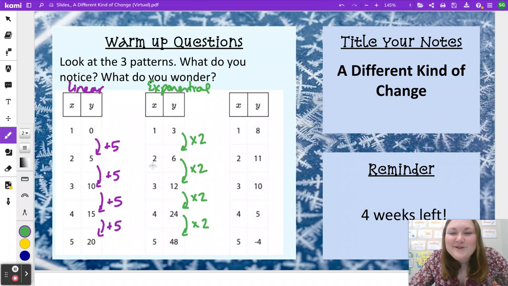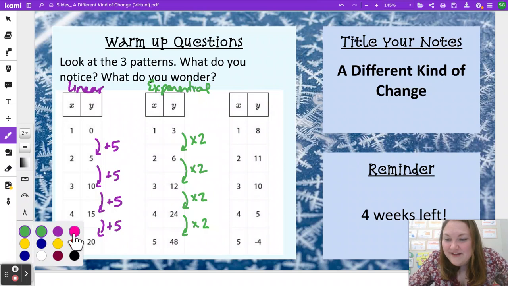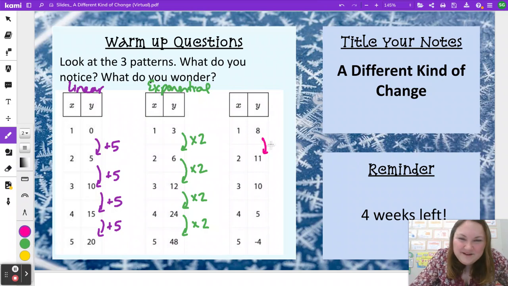And then when I ask that question, what do you wonder? Usually what students wonder about is this last table here. They ask, I'm wondering what the pattern is here. If you look at those values, we can see it's not going up a constant amount, because here it goes up 3, but then here it goes down 1 and then down 5. And then to go from 5 to -4, you're going down 9.